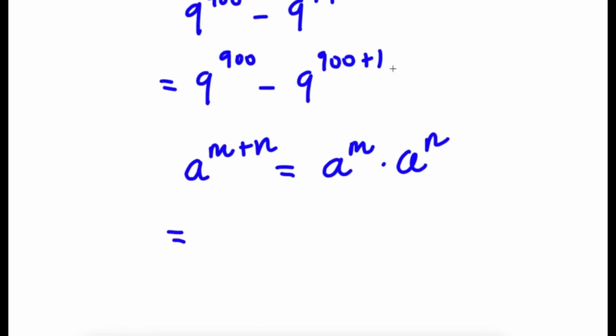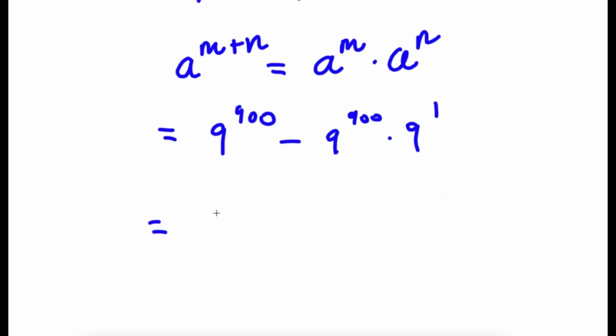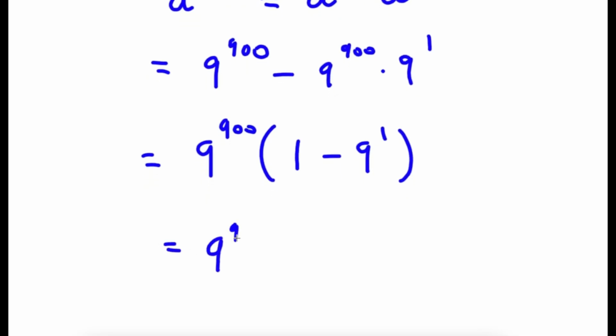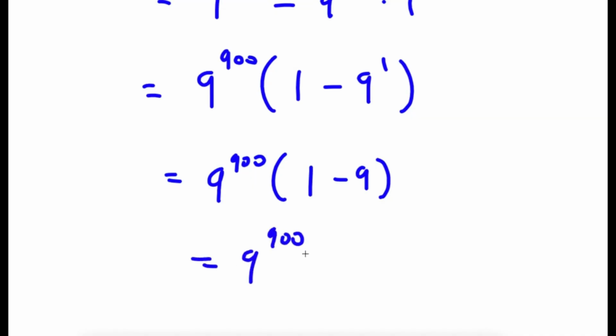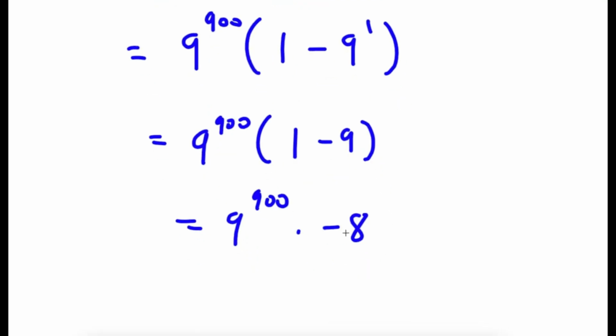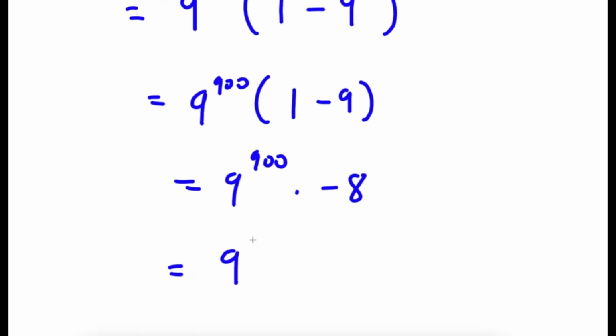So 9 to the power of 900 plus 1, that's going to equal 9 to the power of 900 times 9 to the power of 1. Now if I factor out 9 to the power of 900, I have 9 to the power of 900 times 1 minus 9 to the power of 1. So this is equal to 1 minus 9, which is equal to 9 to the power of 900 times negative 8. Now I can rewrite this as 9 to the power of 900 times 8 times negative 1.